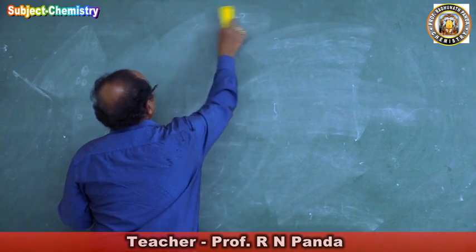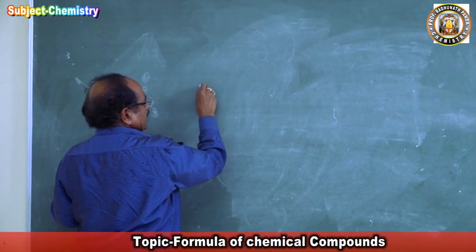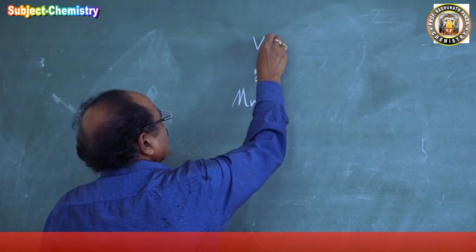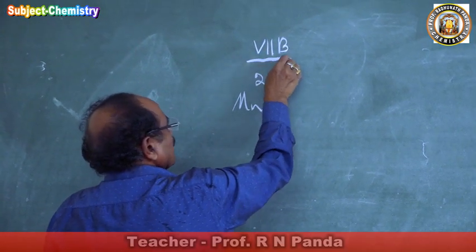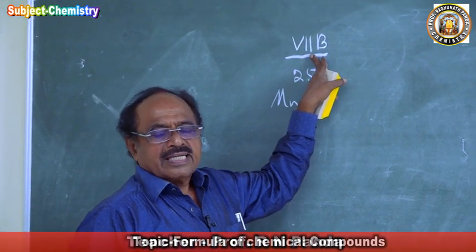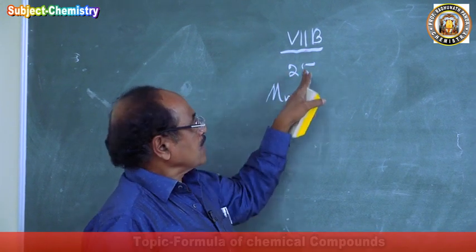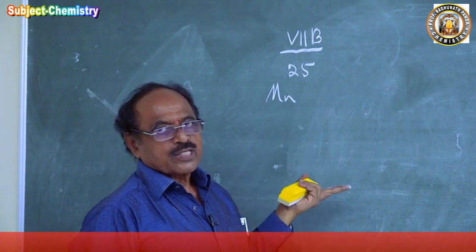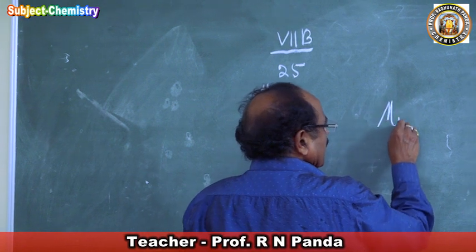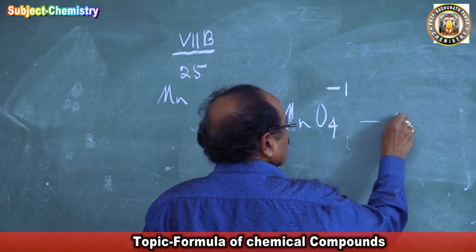Now I'll come to group 7B of the periodic table, where I have manganese, atomic number 25. It is in the 7B group of the periodic table. So it is group 7. So 8 minus 7 is 1, and we are discussing a negative radical, so -1. So manganese forms a radical MnO4 -1. It is called permanganate.